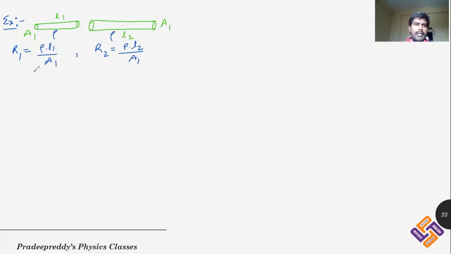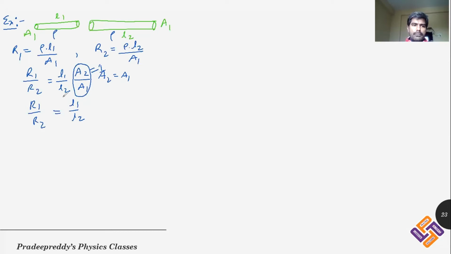So I can now take the ratio of these two. R1 by R2 is equal to L1 by L2 into A2 divided by A1. However, this total becomes equal to 1. The area of cross section A2 is equal to A1. Then in such cases, this is equal to 1. So I can write R1 by R2 is equal to L1 divided by L2.